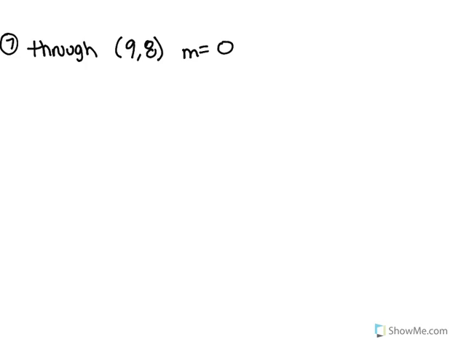Going through the point 9, 8, and the slope is 0. You put your pencil down. Why? What's the answer? Okay, B equals 8. So what's the equation? Y equals 8. Very good.